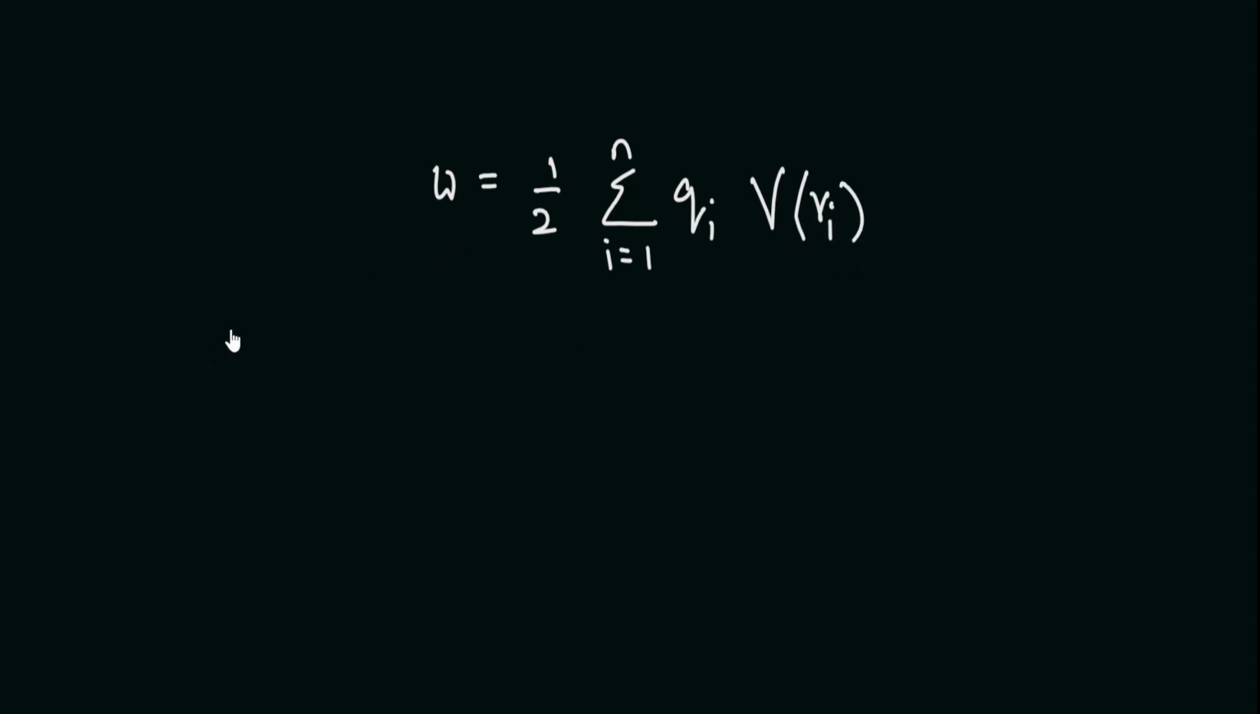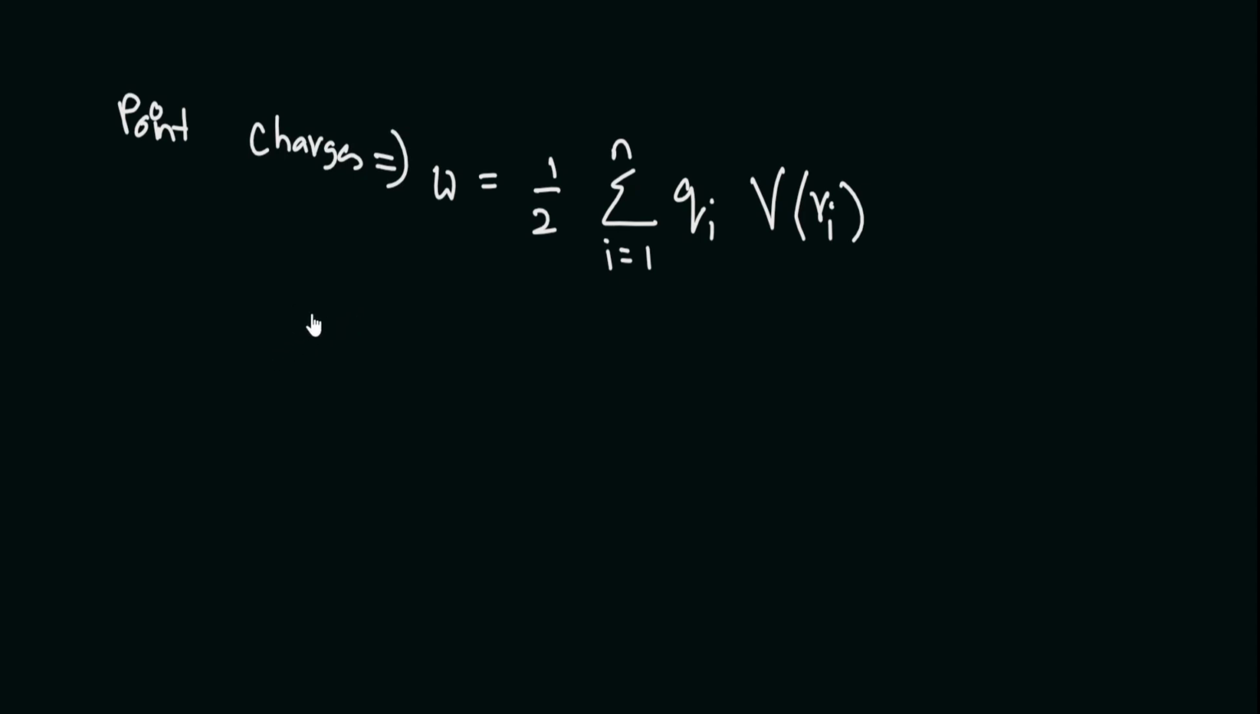In the previous video, we saw that the work that we need to do in order to assemble n number of charges was equal to half times the summation of i goes from 1 to n, the charge q_i times the potential at the point where charge q_i is located, that is r_i. This is for a point charge distribution. Now what if we had a continuous charge distribution?